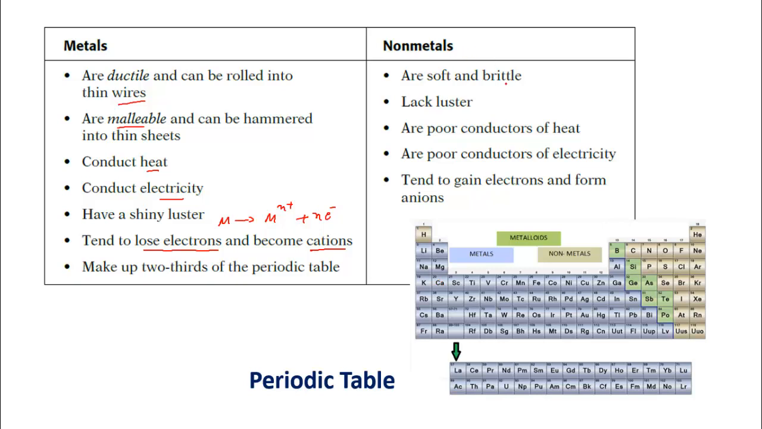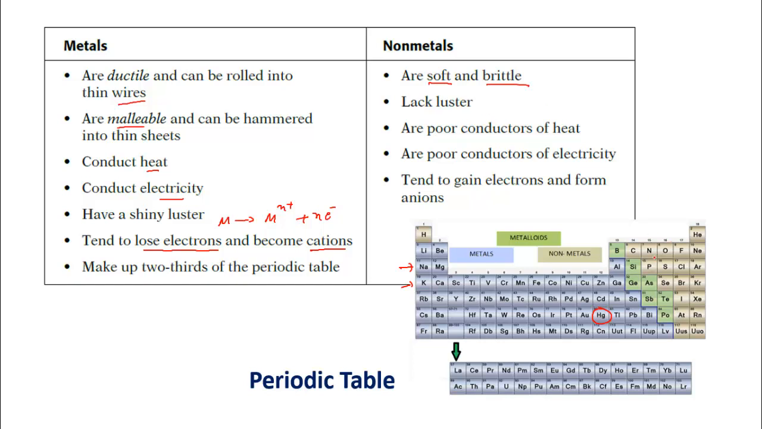Whereas the non-metals are soft and brittle, while the metals are generally hard, except a few metals like sodium and potassium here, which are soft. The rest of the metals are very hard, and one of the metals here, mercury, is a liquid, right? This is the only metal that is liquid. Generally the metals are very hard, except these metals here, and mercury is a liquid. The rest of the metals are solids, whereas the non-metals can be solids, liquids, and gases also.